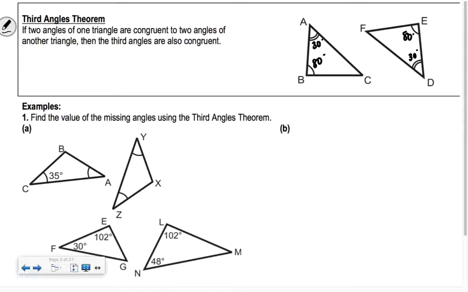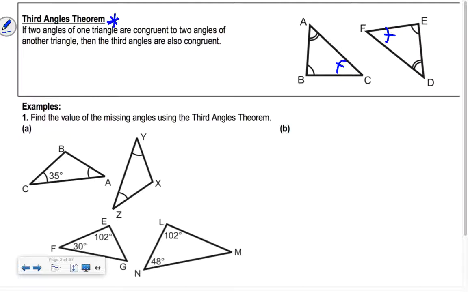Same idea. So it doesn't matter what these measurements are, but if you have the congruence marks, then you know that that third one has to be congruent. Okay, so that's a pretty important theorem, so we're going to star that one. We should know the name of that for sure.